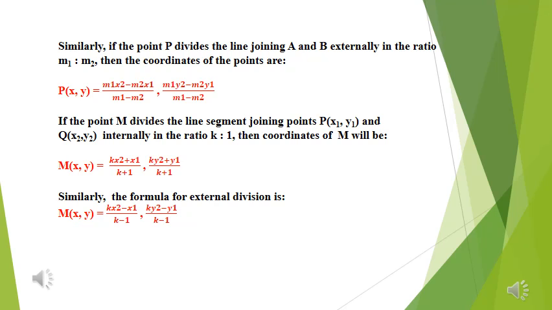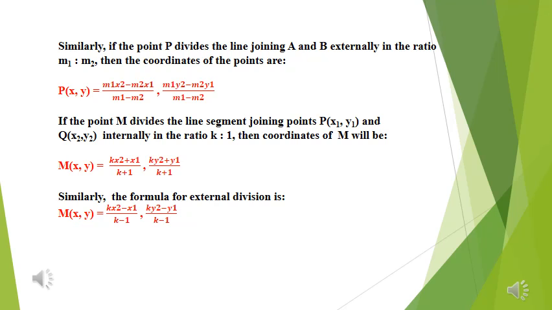Students, similarly if the point divides the line externally, we use the same formula, but instead of addition we do subtraction between the coordinates. When we find the coordinates of P, that is x, y, we use (m1 x2 minus m2 x1) divided by (m1 minus m2), and for y, (m1 y2 minus m2 y1) divided by (m1 minus m2). This is the formula we use to find the coordinates of point P which divides line AB externally.